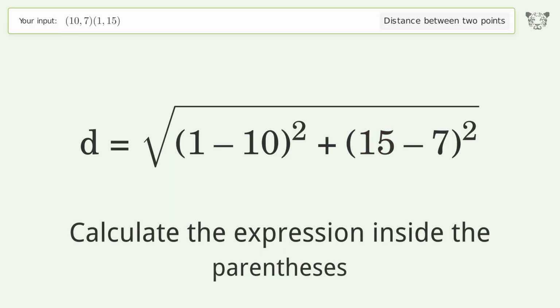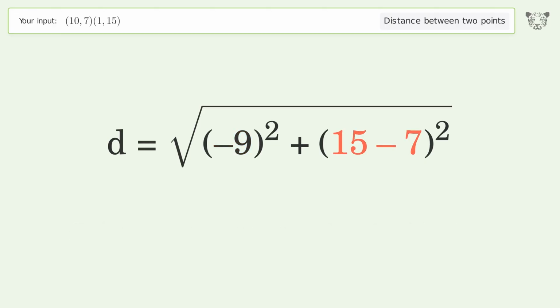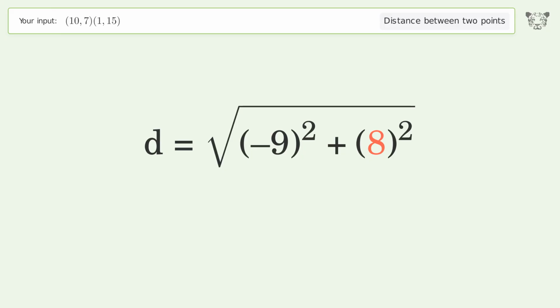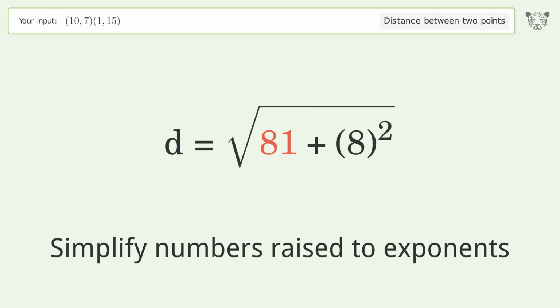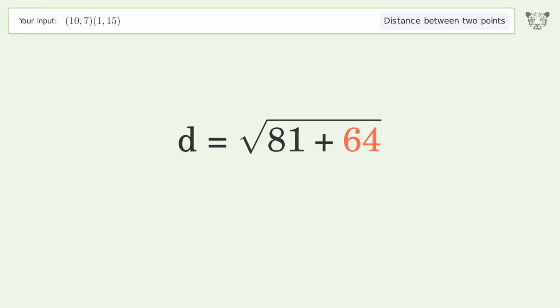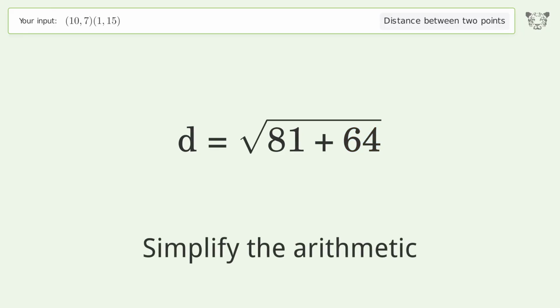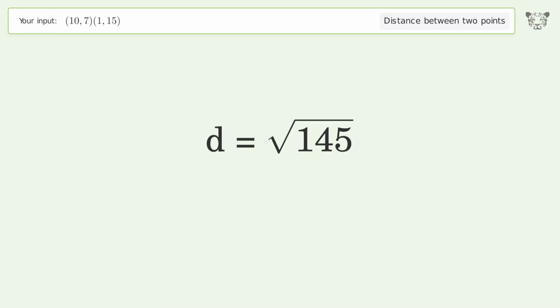Calculate the expression inside the parentheses. Simplify numbers raised to exponents. Simplify the arithmetic. And so the distance between the 2 points is the square root of 145 or 12.042.